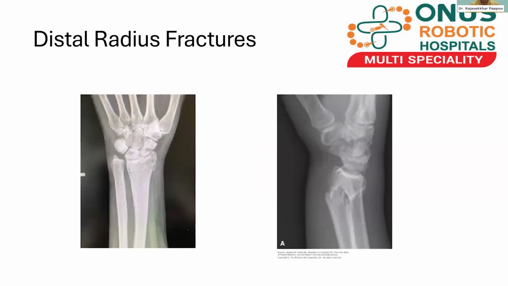When you take this X-ray, you see there are many changes here. The articular surface is dorsally tilted. I'm going to explain what we look into first of all while treating a distal radius fracture.